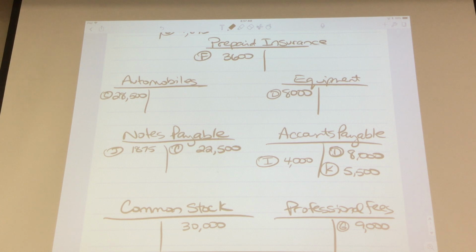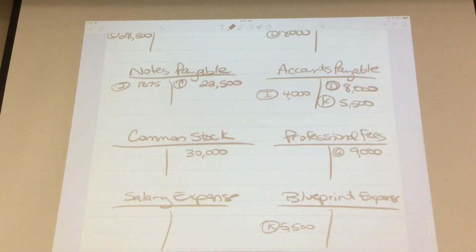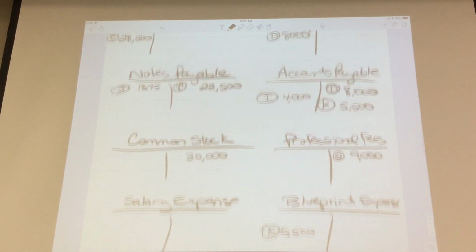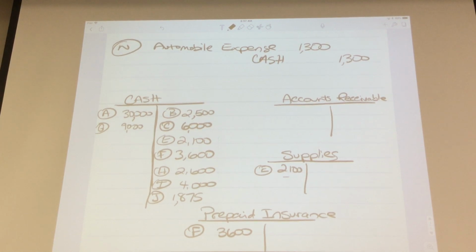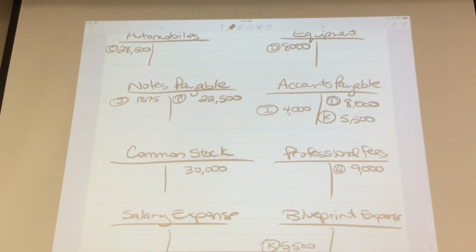L, recorded fees earned, payment to be received later. So we didn't get any cash, but we've earned the amount. So what did we debit? Accounts receivable. You debit accounts receivable when you've performed the service, but the customer has not paid you. And then we credit, what was this, L? We credit 31,500 to professional fees.